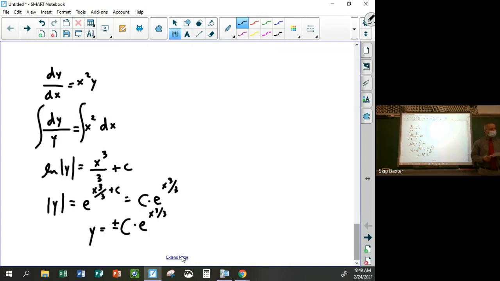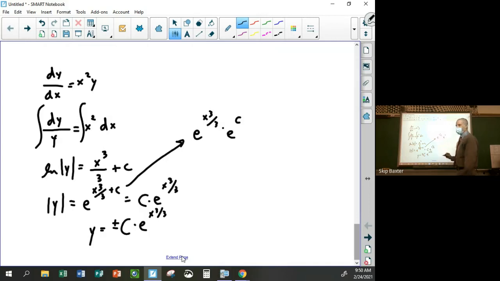Does that make sense? Yes? Couldn't it be like e to the x cubed over 3 plus e to the c, and then? No. This simplifies to be e to the x cubed over 3 times e to the c. Yeah, right?